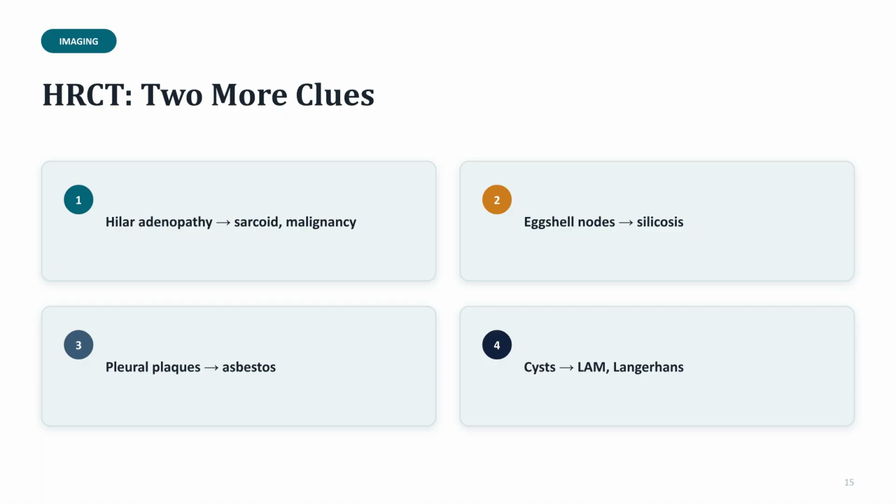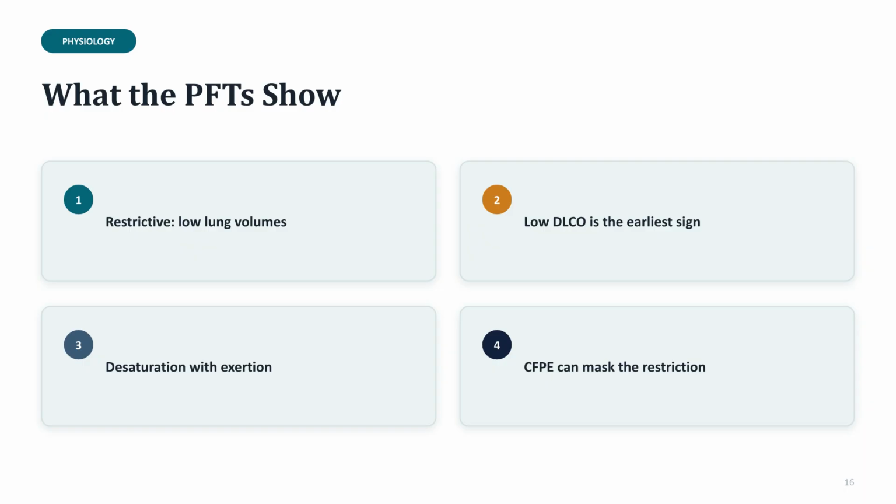Beyond zone, 2 more CT clues carry weight. Look at the lymph nodes. Enlarged hilar nodes suggest sarcoidosis or malignancy. Calcified eggshell nodes suggest silicosis. Then look at the pleura. Calcified pleural plaques are the signature of prior asbestos exposure, and scattered thin-walled cysts point toward lymphangioleiomyomatosis or Langerhans cell disease. 1 scan, read in layers. Zone, nodes, pleura, cysts.